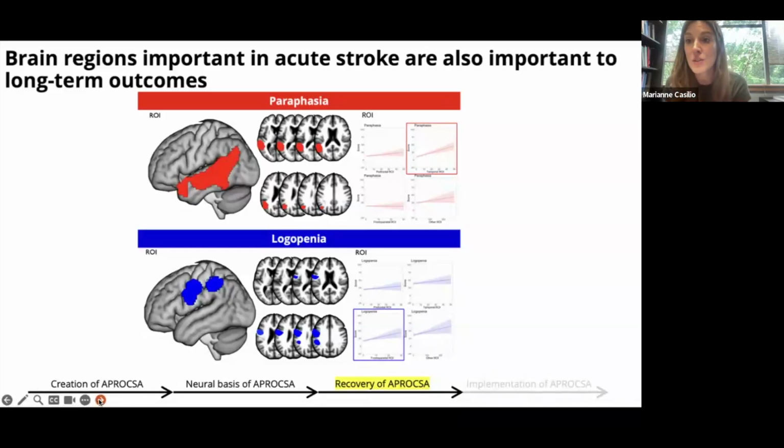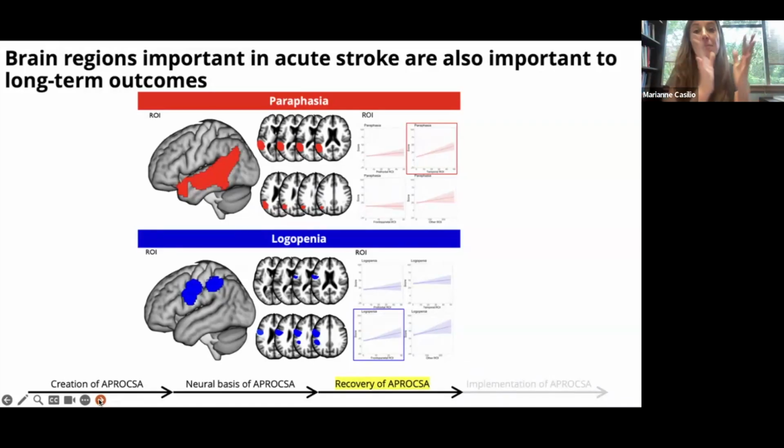Then we were interested in those brain regions and how those were associated with outcomes. What we found was that the brain regions important in acute stroke are also important to long-term outcomes. We essentially got a replication of the findings from the acute study when considering all 4 time points at the same time, with one exception that I'll talk about in just a moment. What we're seeing here is all of the ROI results, but I'm projecting the ROIs color-coded here to give you an analogous visual image to the prior study. And for paraphasia, we found, and again, we have a similar type of partial correlation plot that's showing us the association between the scores and the damage in that ROI.